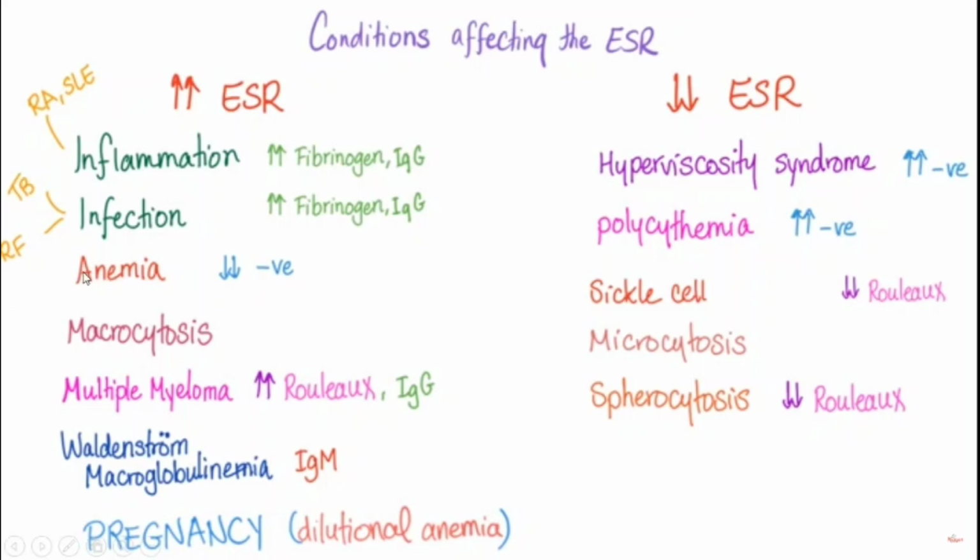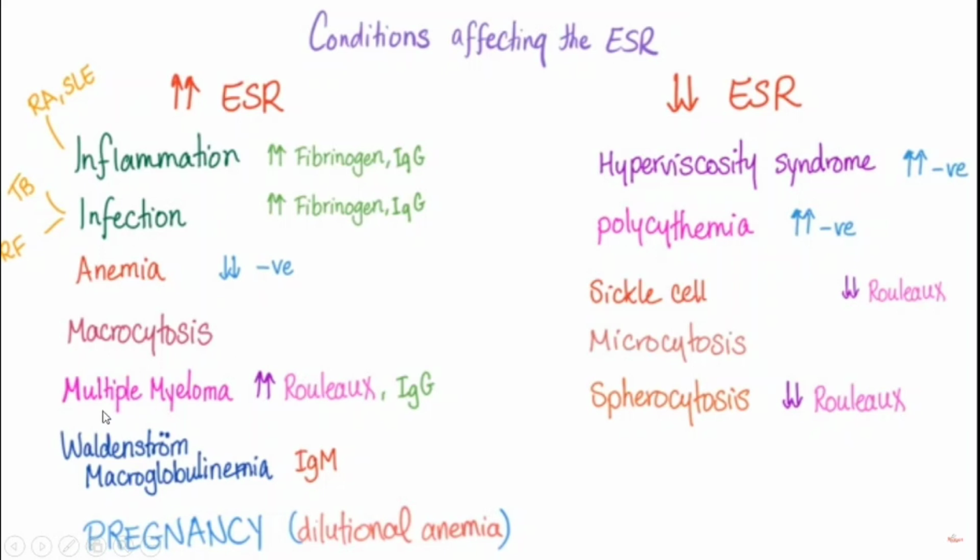In the case of anemia, there will be a decrease in the number of red blood cells, and because of that, there will be a decrease in the negative charges of the red blood cells, and there will be more stacking or piling of the RBCs on each other because of the less negative charge, so the ESR value increases. In the case of macrocytosis, in which the volume of the RBCs increases, because of the increased volume, the RBCs will stack or pile up more on each other, so the ESR value increases.